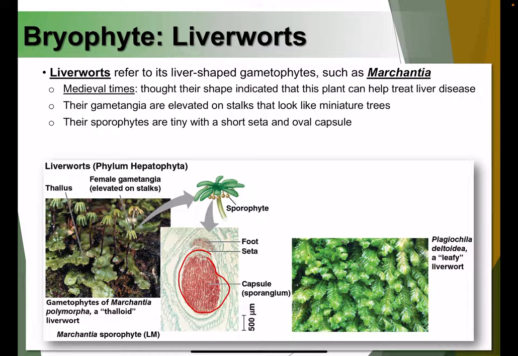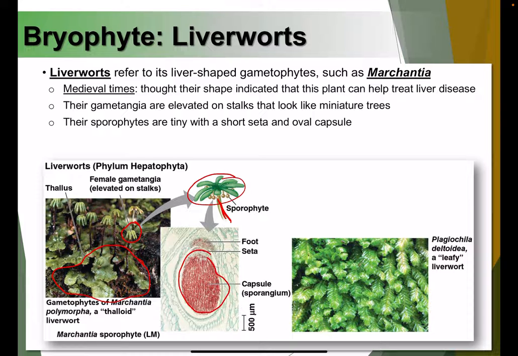Hepato, in anatomical terms, usually means something to do with the liver. So I guess they thought, okay, it looks like a liver, so maybe it's used to help treat liver disease. Of course, that is untrue. Their gametangia are usually elevated on stalks like this and look like little mini trees. Here at the bottom are all the gametophytes, and here are their sporangia up here. That's why they look like these little trees.